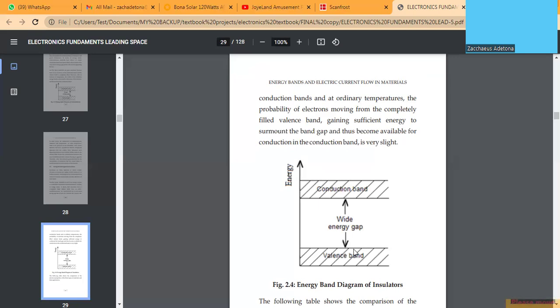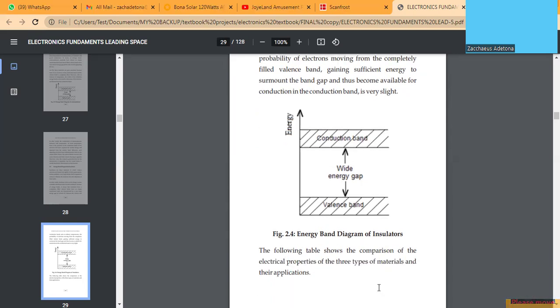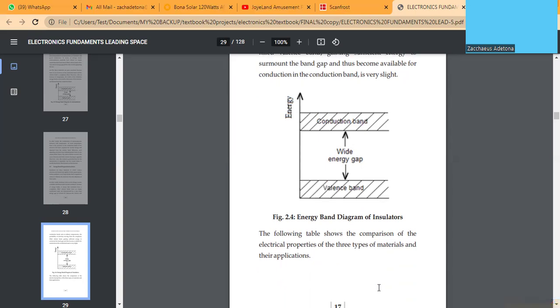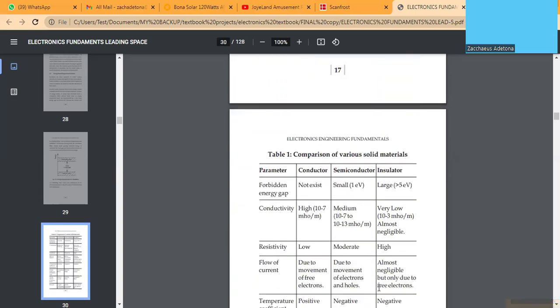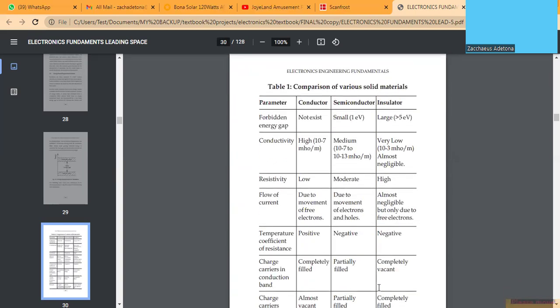Of course, with application of external energy, a high amount of energy, the valence electrons in the valence band can actually make a transition to the conduction band and constitute a current flow. But at ordinary room temperature, there's no presence of electrons in the conduction band. Now, the table here shows the comparison of the electrical properties of these three types of materials and their applications. We have the conductor, semiconductor, and insulators.